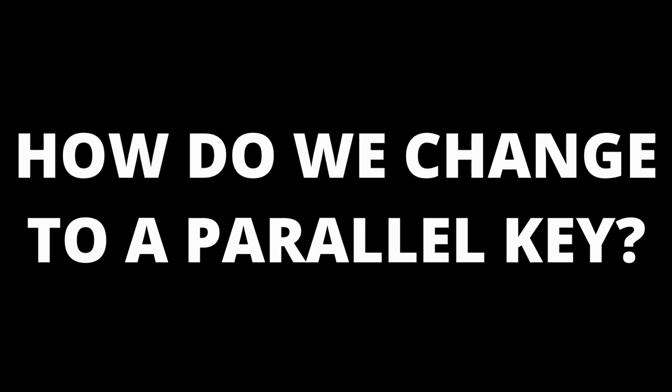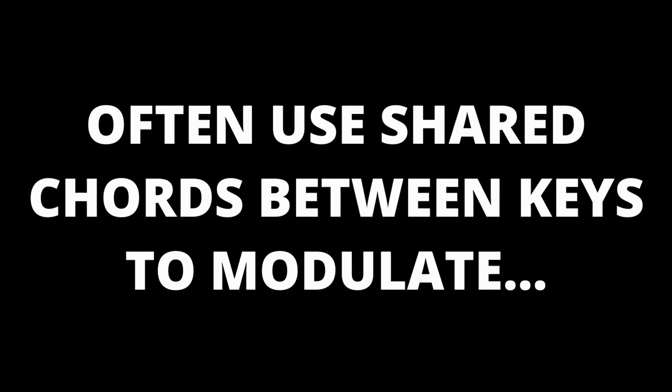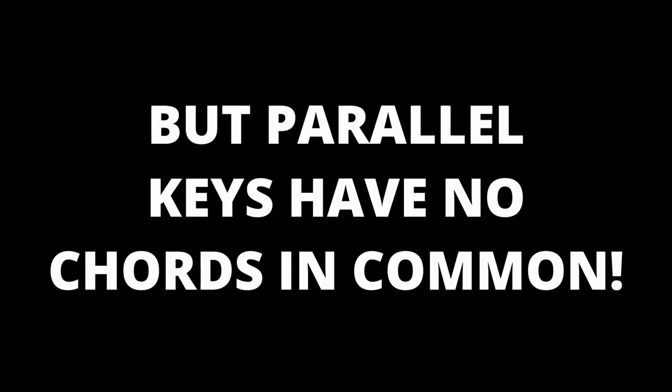So now we know what parallel keys are and that they have different sets of chords. But how do we write a parallel modulation for a song? A common way to modulate is by using common chords between the two keys. But we know that parallel keys have no chords in common. So what do we do in this situation?